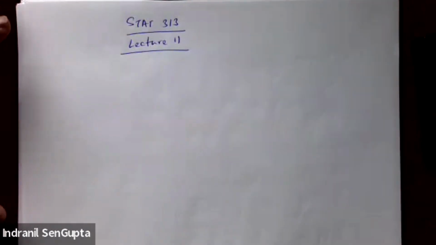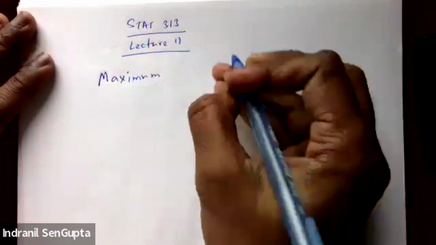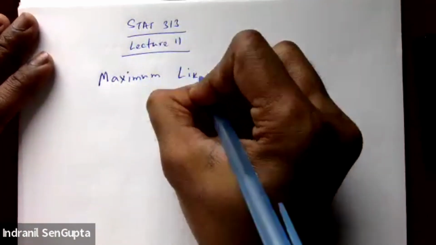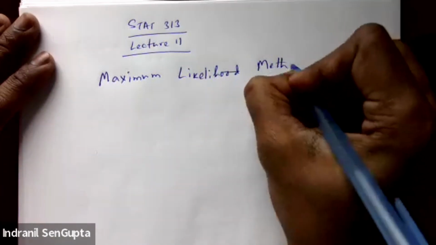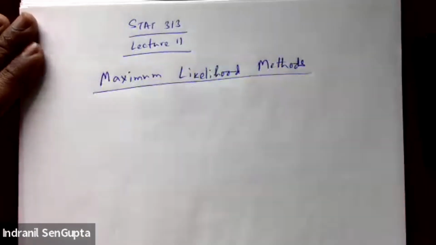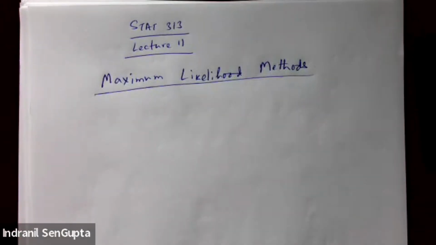If you recall, in chapter 4, we studied to some extent this maximum likelihood estimator. Let me remind you what it is. This chapter that we're going to start today is called maximum likelihood methods. Now, what we are going to start with, let me remind you what we had before.